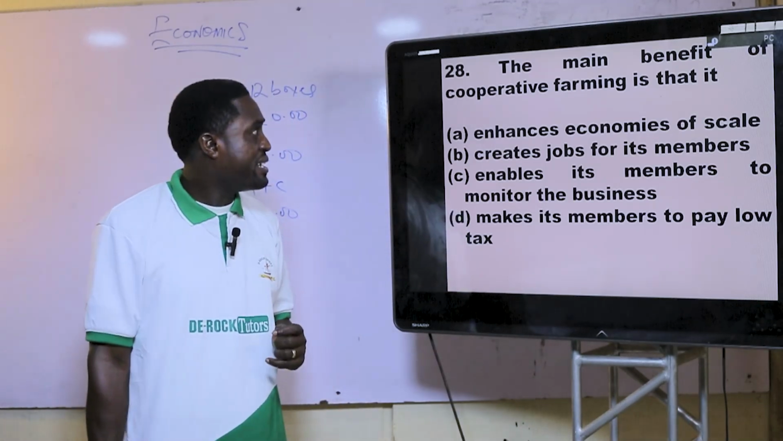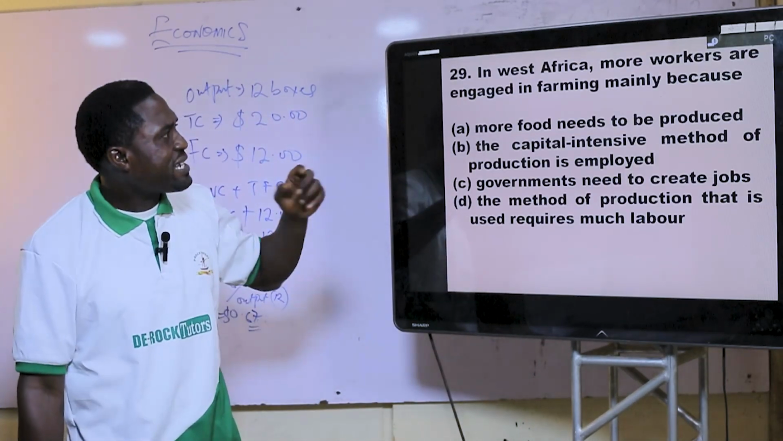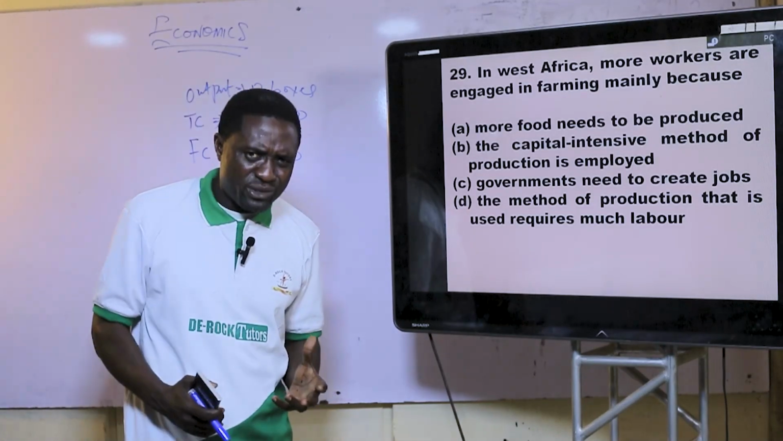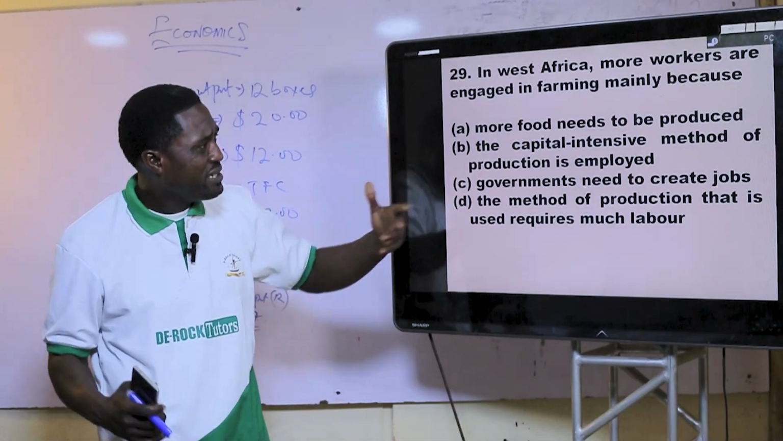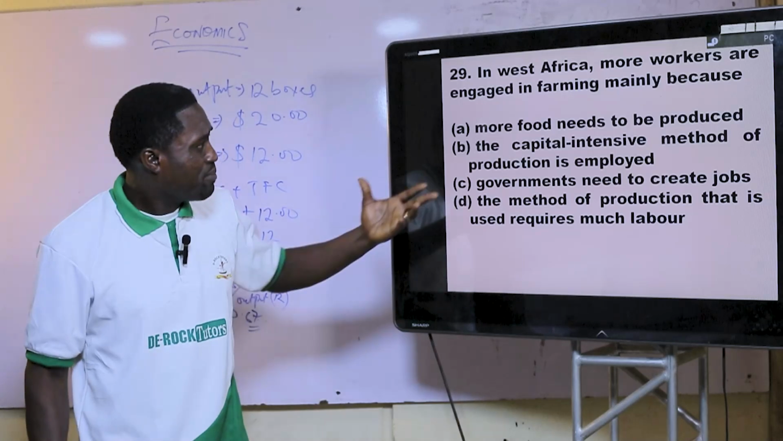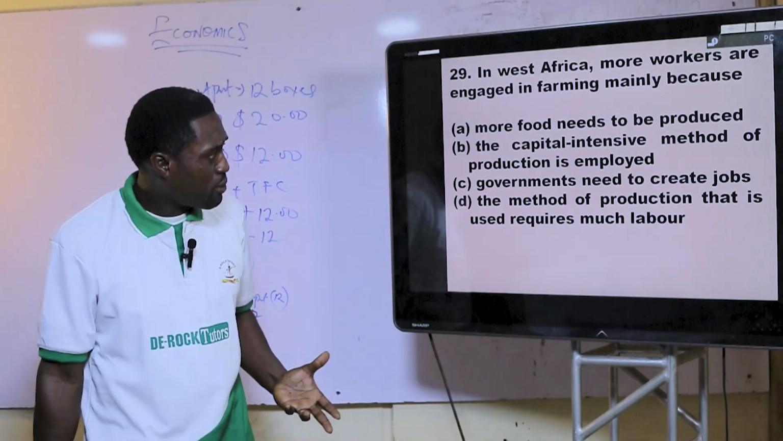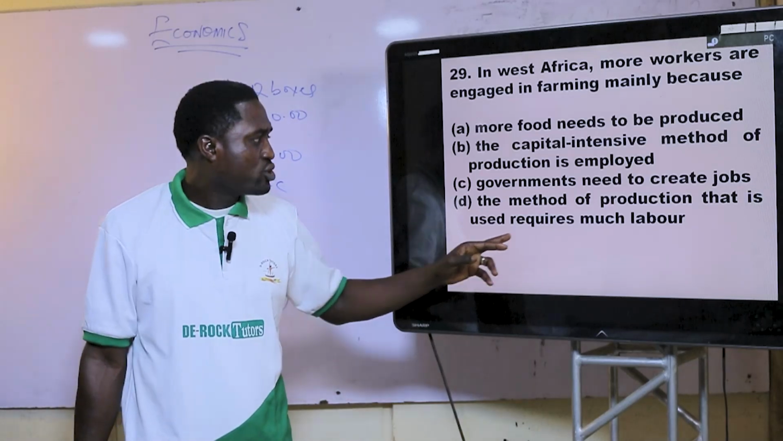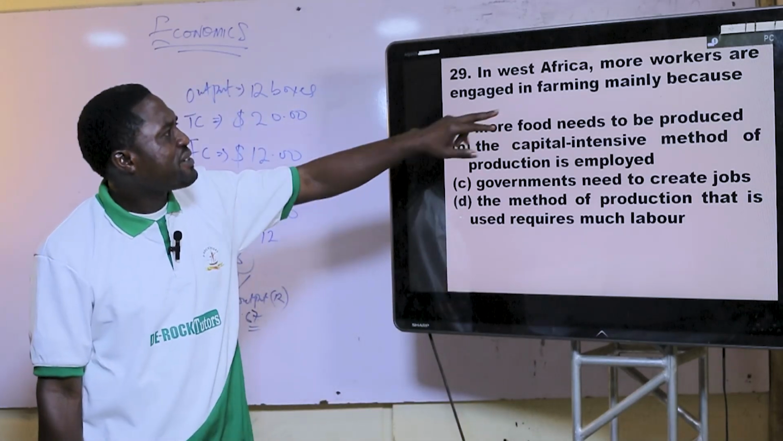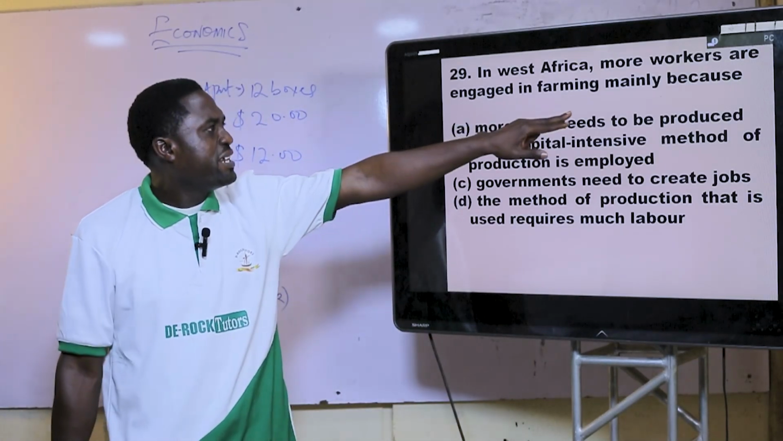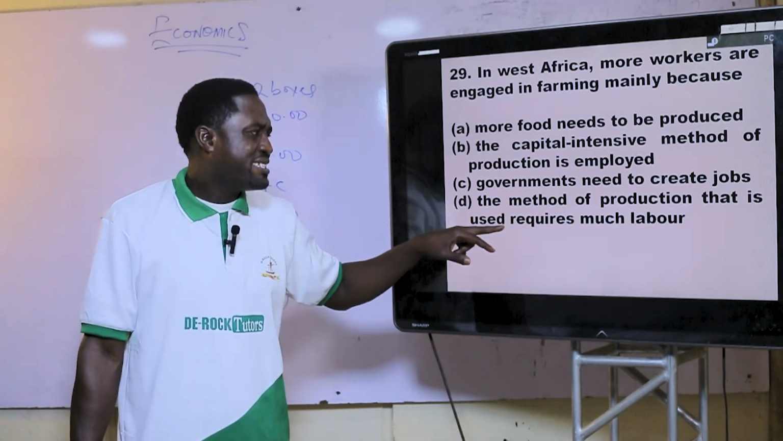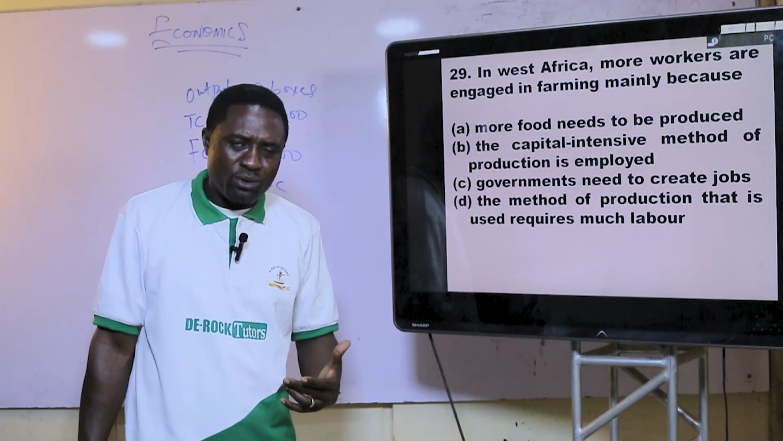The next question, 29. In West Africa, more workers are engaged in farming mainly because of what? In West Africa, more food needs to be produced. The capital-intensive method of production is employed. Governments need to create jobs. The method of production that is used requires much labor. The answer is: because the method of production that is used requires much labor.